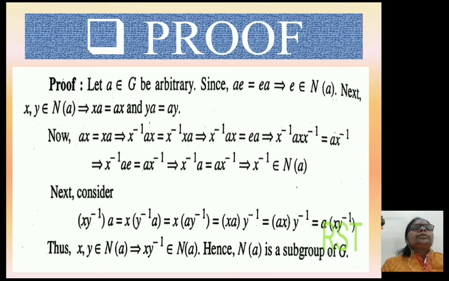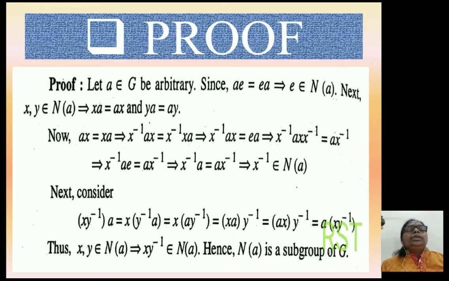This implies x inverse belongs to N(a), since N(a) means the set of all x belongs to G such that ax equals xa. You know the set definition of centralizer or normalizer. In such manner, we get the term x inverse into a equals a into x inverse, so that x inverse belongs to N(a).